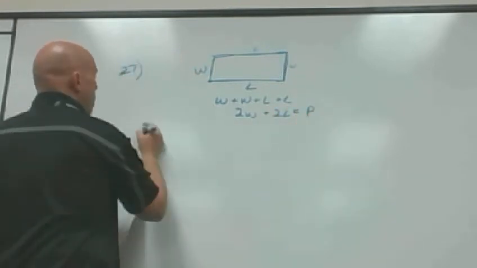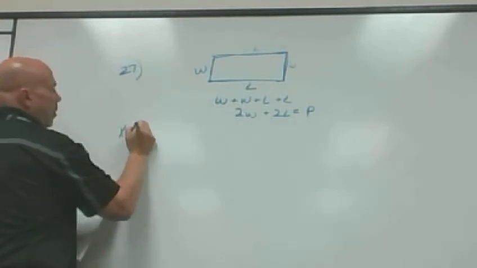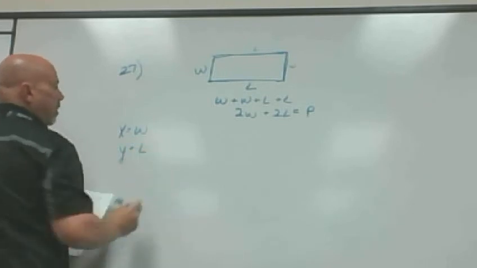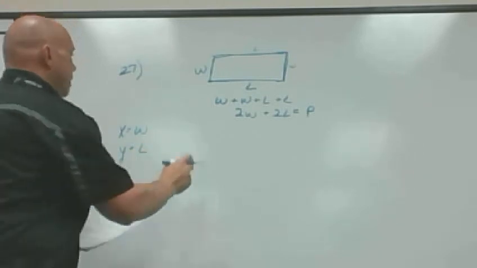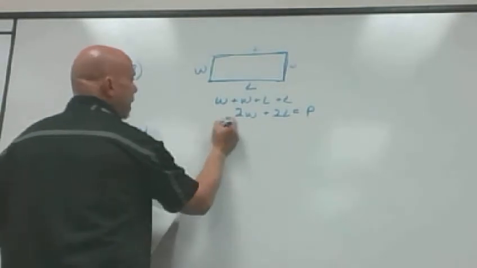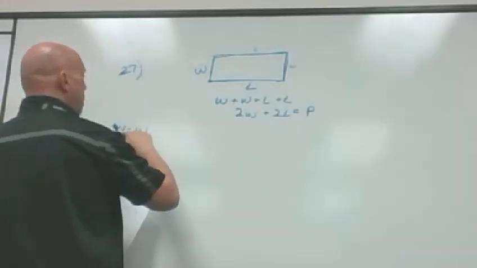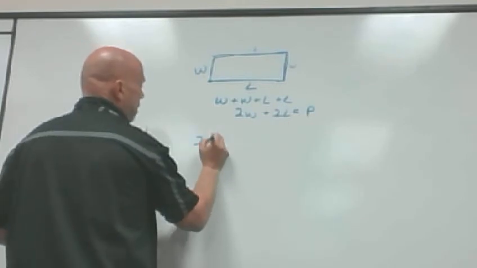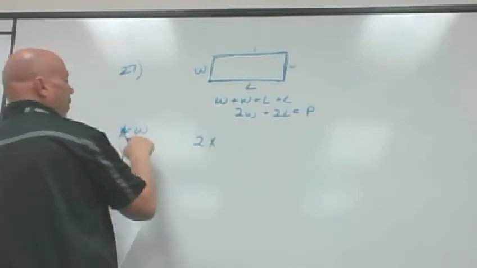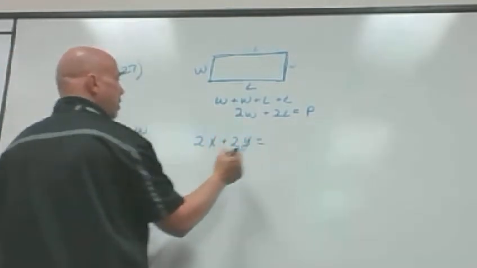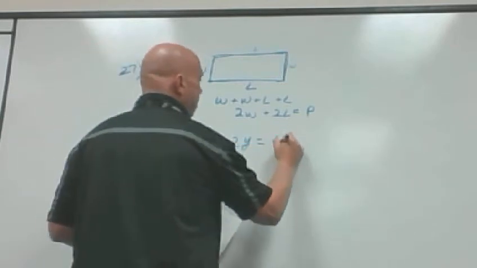So when I'm setting up my equations, I can say that x is my width, and my y variable is going to be my length. What this problem is saying is that the perimeter of this backyard is 44 feet. So substituting my x's and y's for the W's and L's, I can say that 2x, so two of my widths, plus 2y, two of the lengths, is going to equal 44 feet.